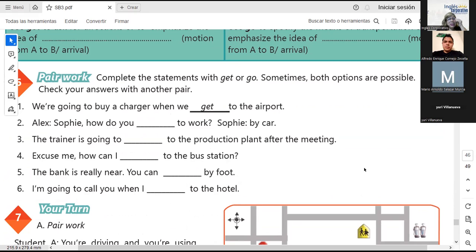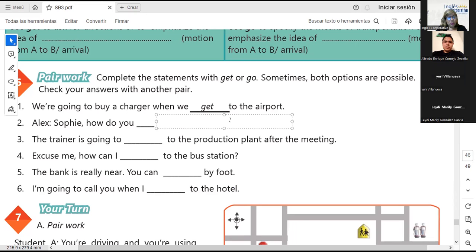Now, let us do this together, right? The number one. What do you say? Is get or go? Okay, and then number one, we are going to buy a charger when we get to the airport. Then number two, Alex, Sophie, how do you get or go? Get, go, go. See the answer by car. Go. It's go. I'm going to answer. Go.